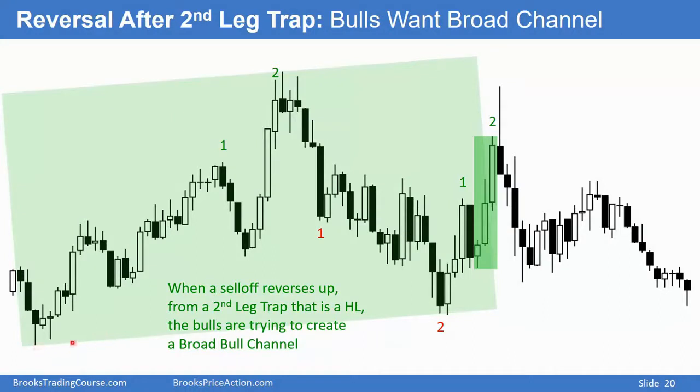This is what the bulls are hoping. They have a higher low, and they're hoping that this will be above that, and that we're in a broad bull channel, and they can take profits above that high. However, once you see this, you got to get out. You have to assume it's probably a trading range, especially when it's a second leg, one pullback, two. Especially when it's a strong second leg followed by a strong bear reversal bar.